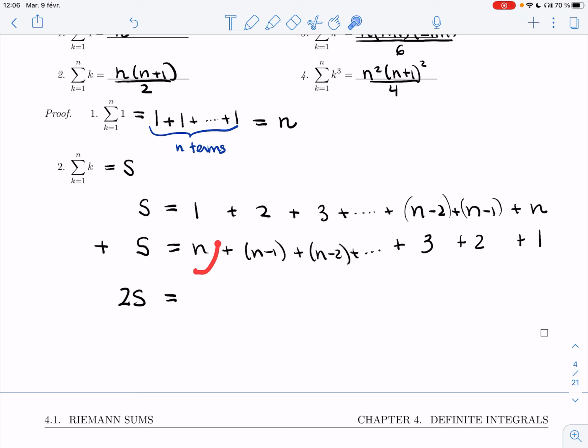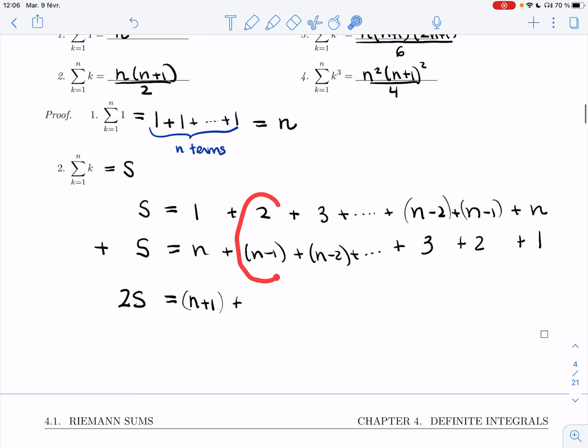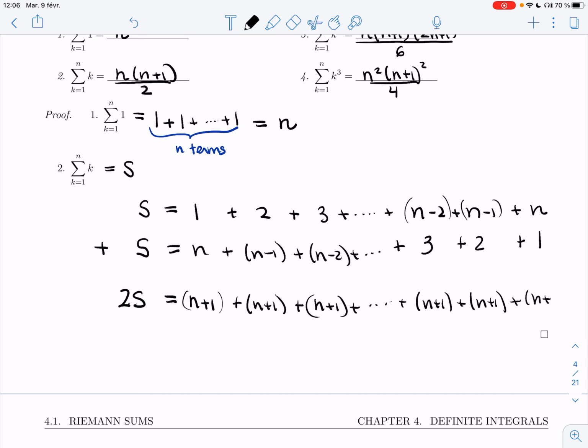And now let's look at what happens here. So I get n plus 1. I get n plus 1. Here I get n minus 1 plus 2. That's still n plus 1. I'll get n minus 2 plus 3. That's n plus 1. And in fact, every single one of these terms will give you n plus 1.